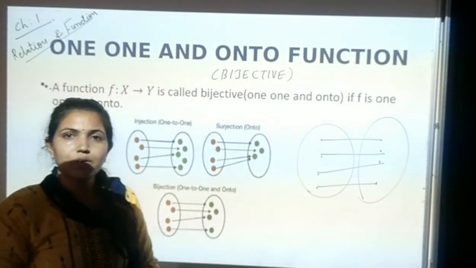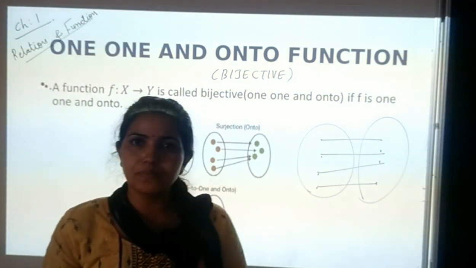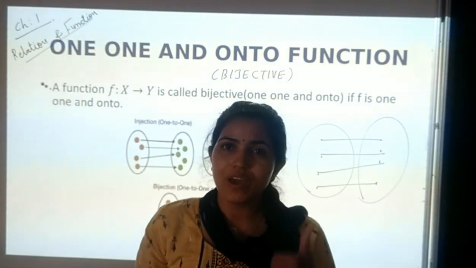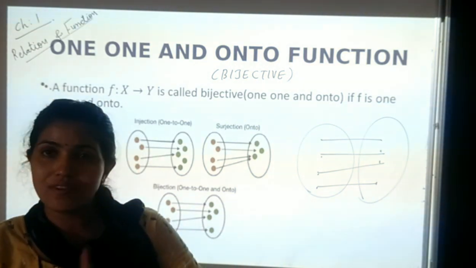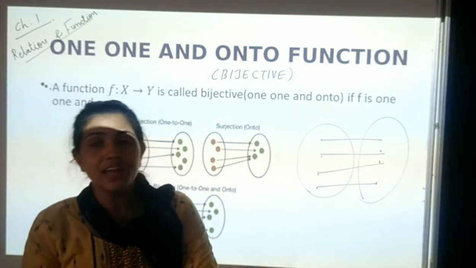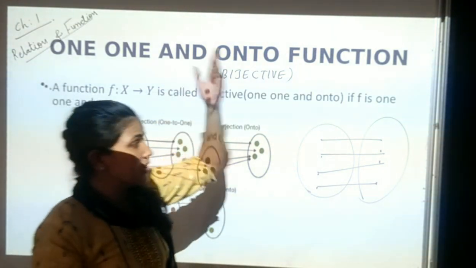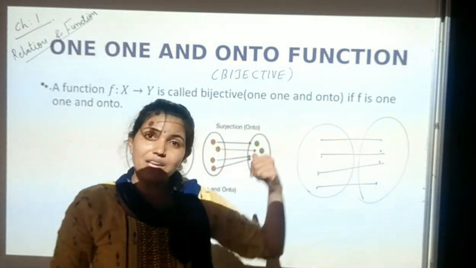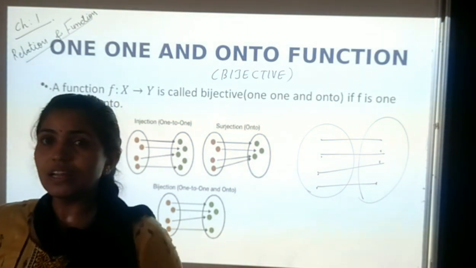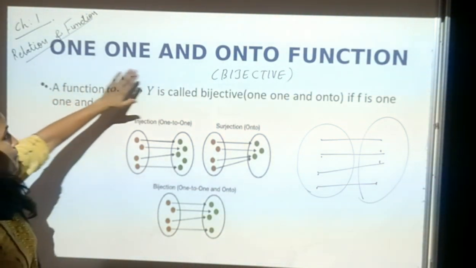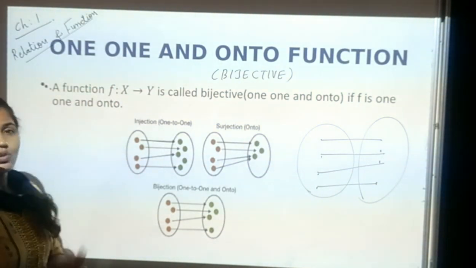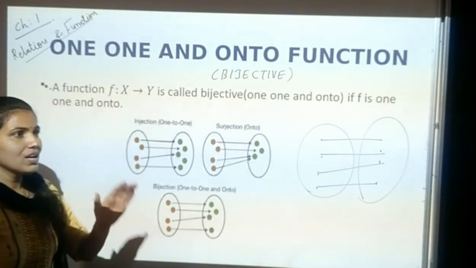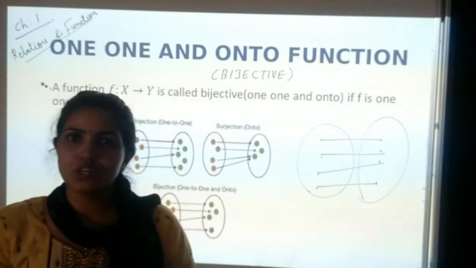Okay, remember one-one and onto: every element of X has a distinct image in Y, and every element of Y has a pre-image in X. Only then it is called a bijective function, that is one-one and onto. So you remember this much, students. Here is the one-one and onto function.